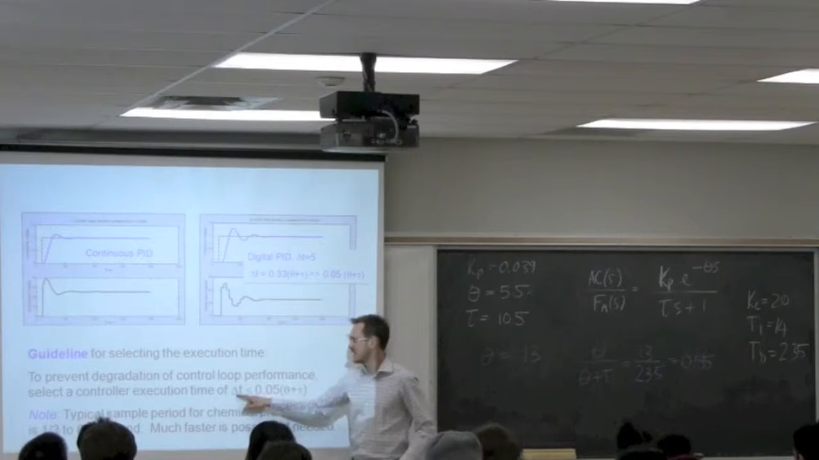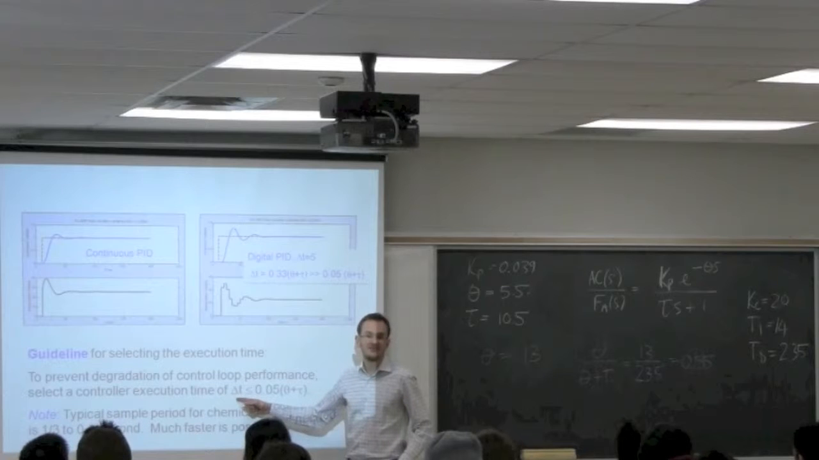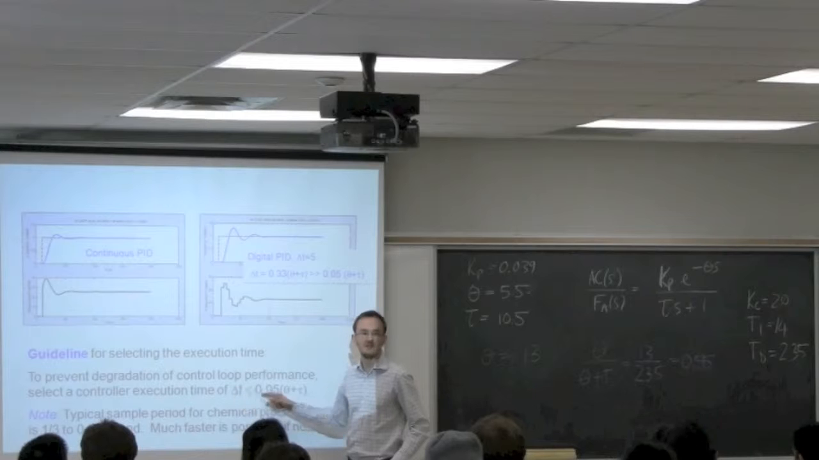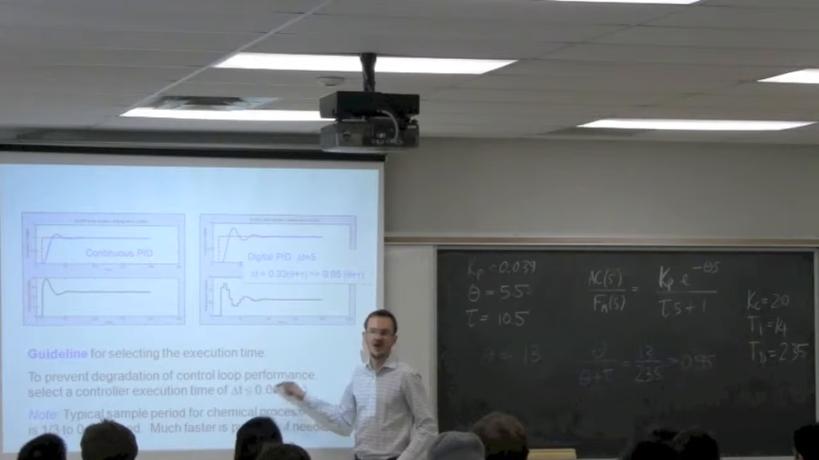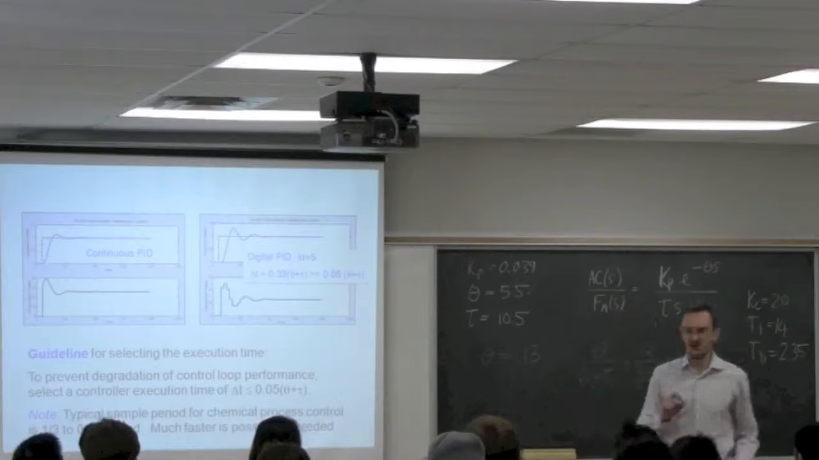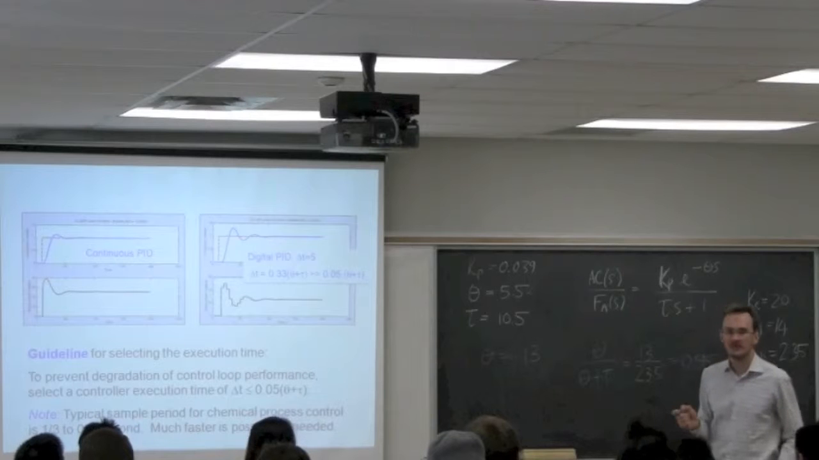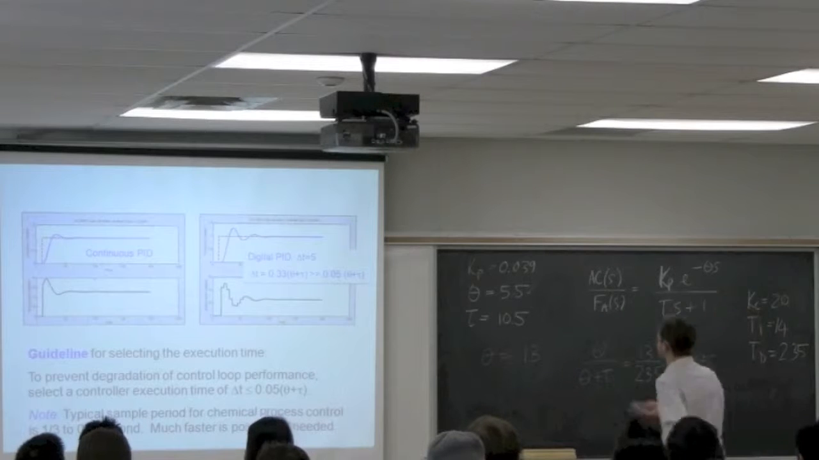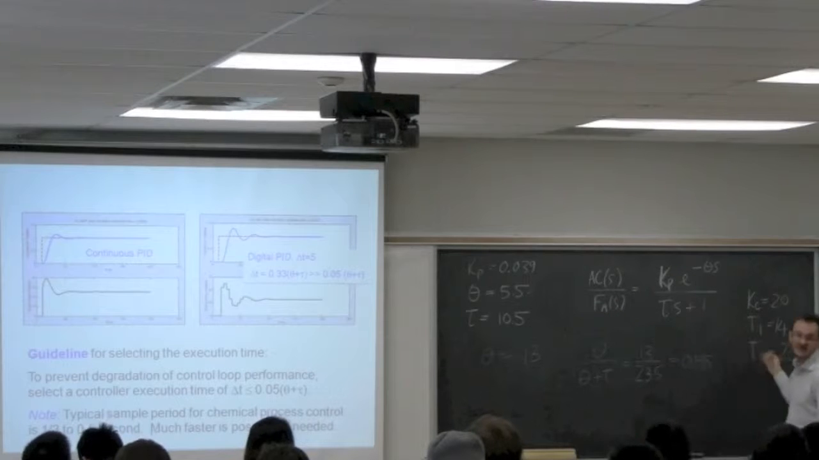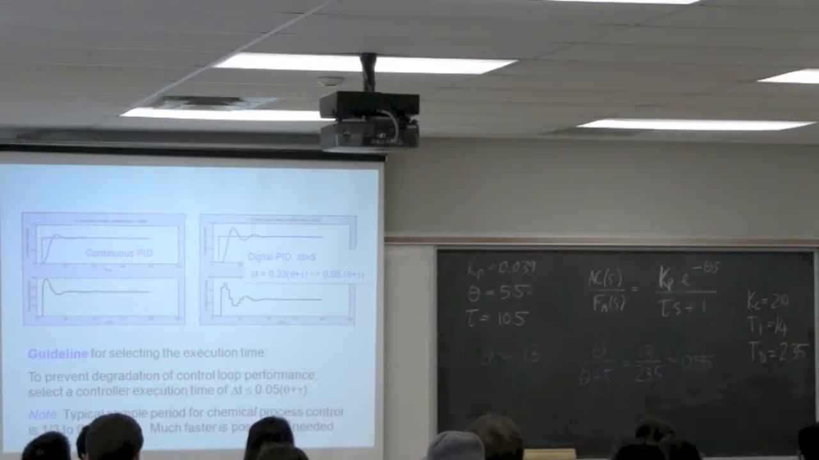If we found a delta t of, say, 0.5 minutes, so rather than 15 minutes, if we used a delta t of 0.5 minutes, we would have met this criteria, and then we would almost see no difference between continuous and digital control. You don't have to add it. You can add it, but you'll find that Kc, tau I, and tau D would be identical. These would barely change from the base case.